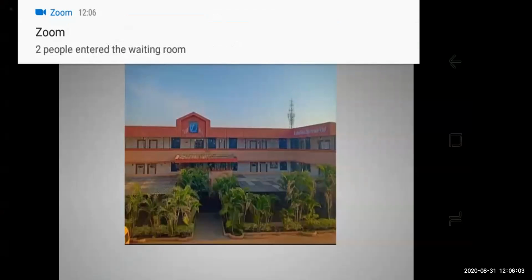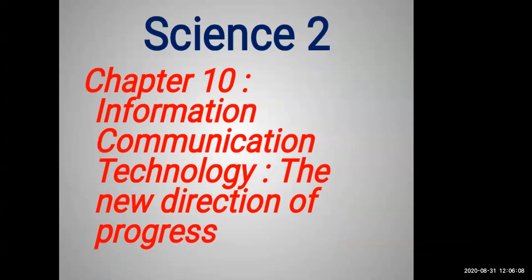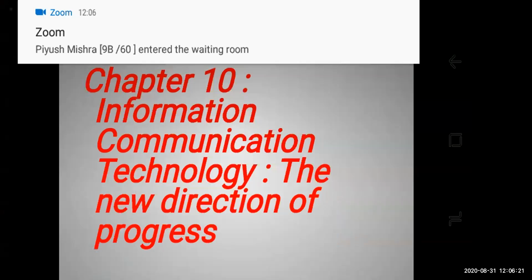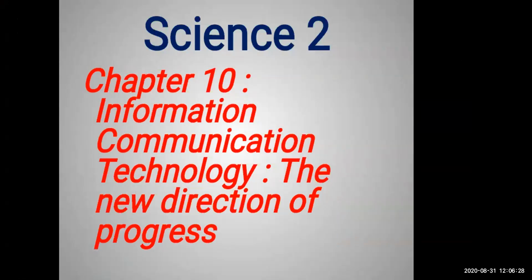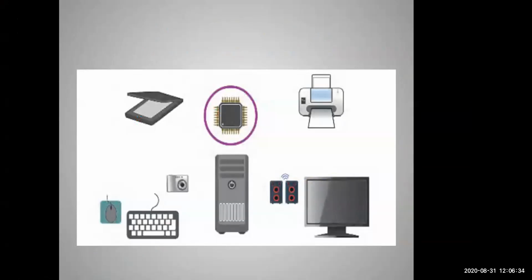Okay, so here we are going to start with science part 2, chapter number 10, information communication technology, the new direction of progress. In this chapter the topics which we are going to learn are the important components of a computer, different types of software, importance of information communication in science and technology, and opportunities in the field of computer. Okay, so let us begin one by one.